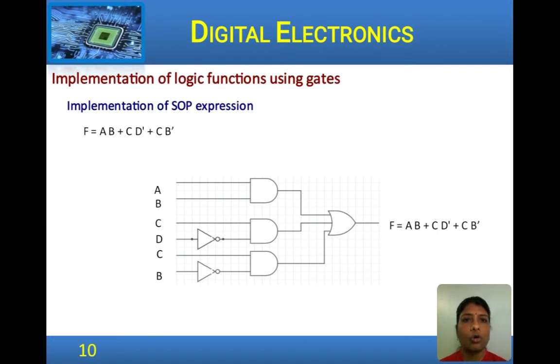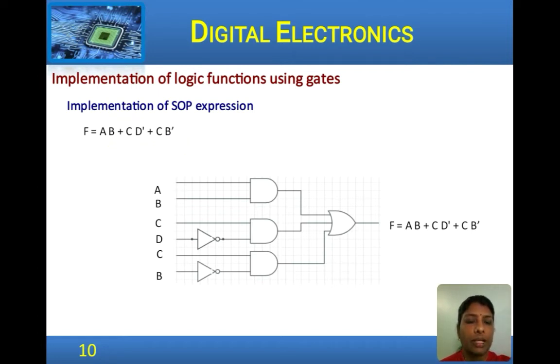Next, let us see how to implement Boolean functions using the logic gates. The sum of product term, first we shall take it up. So, with an example, f is AB plus CD dash plus CB dash. We will implement using AND gates and OR gates. We have three product terms AB, CD dash and CB dash, and then they must all be summed.